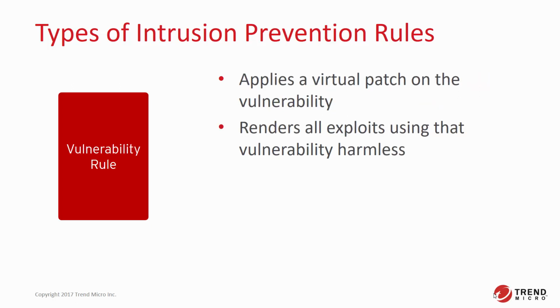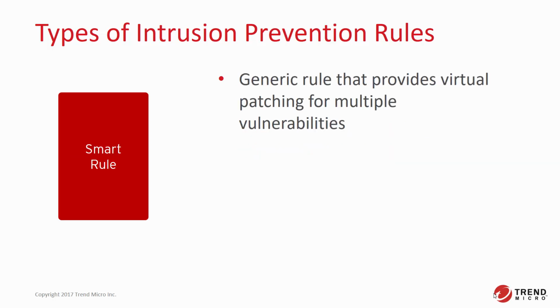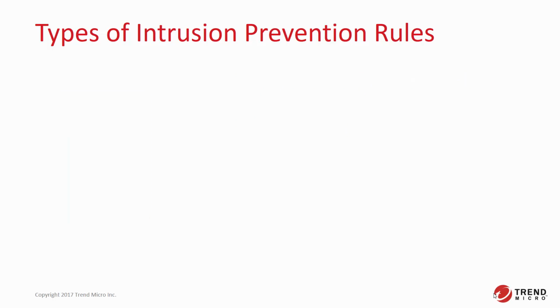A vulnerability rule, on the other hand, applies a virtual patch on the vulnerability, thereby rendering all exploits that use that vulnerability harmless. Vulnerability rules, therefore, can theoretically take the place of several exploit rules. A smart rule is a generic rule that provides virtual patching for multiple vulnerabilities. So let's take a look at how this all works together.